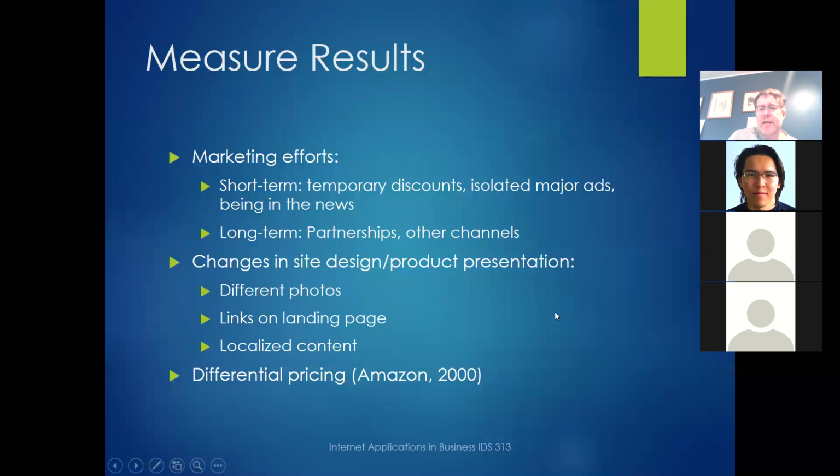Other things, changes in the site design or product presentation, right? Again, all this sort of A/B testing, if you're showing different photos for your product, a different mix of photos, if you're including different links on the landing page. For example, you go to Amazon, it'll show you a whole bunch of reasonably popular products. You go to eBay, it'll do the same kind of thing.